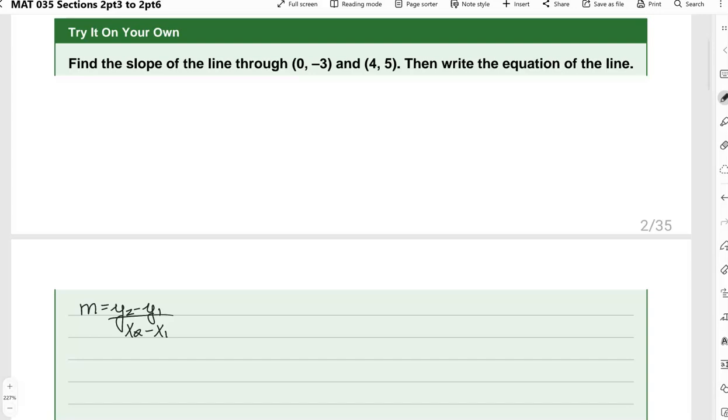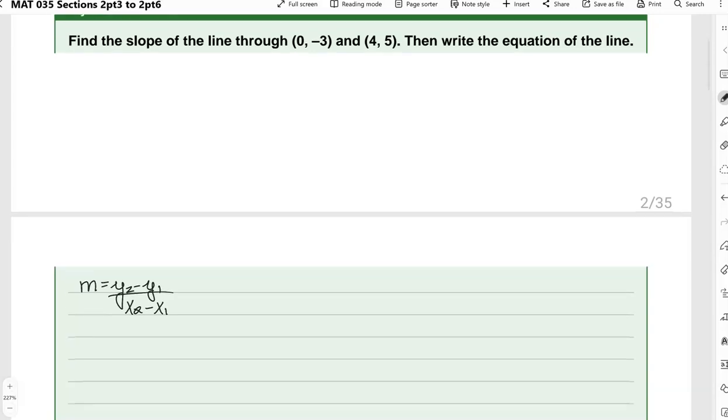So this one's going to do the same thing. You may want to pause the video, try it, come back, check your answer. This one's asking you to find the slope of the line through the points (0, -3) and (4, 5). So we're going to label them x1, y1, x2, y2.